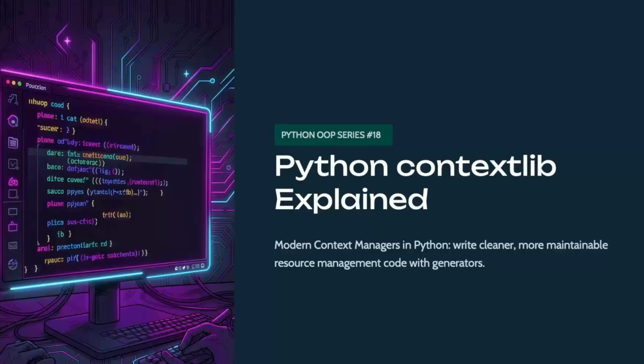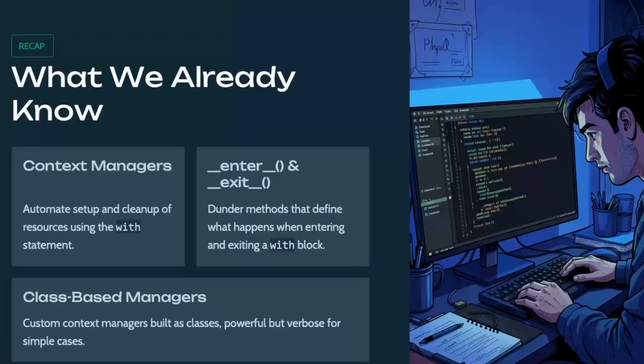Today, we'll learn how to create context managers using ordinary functions and generators. We'll explore the contextlib module, the contextmanager decorator, generator-based context managers, exception handling, and real-world database and API examples as well. By the end of this video, you'll understand the modern Pythonic way of creating context managers. So let's get started.